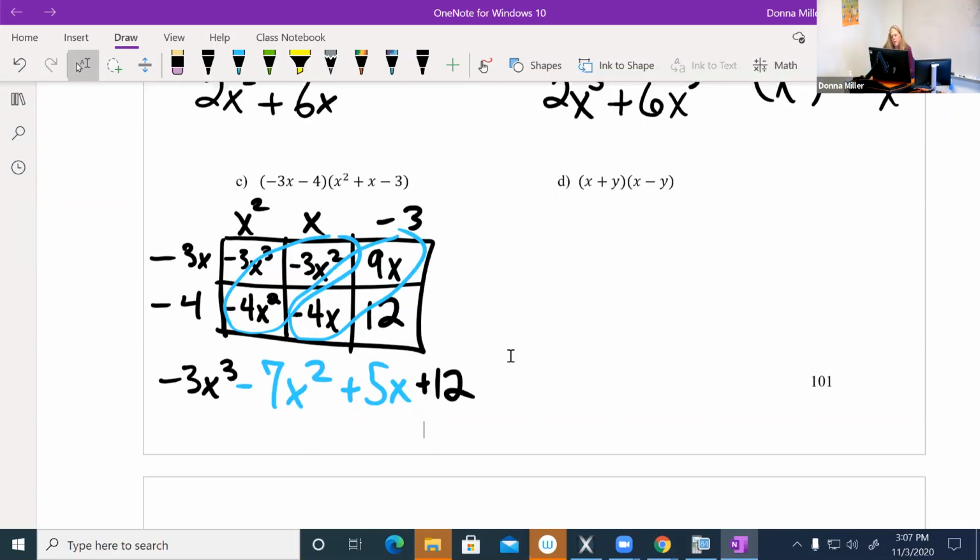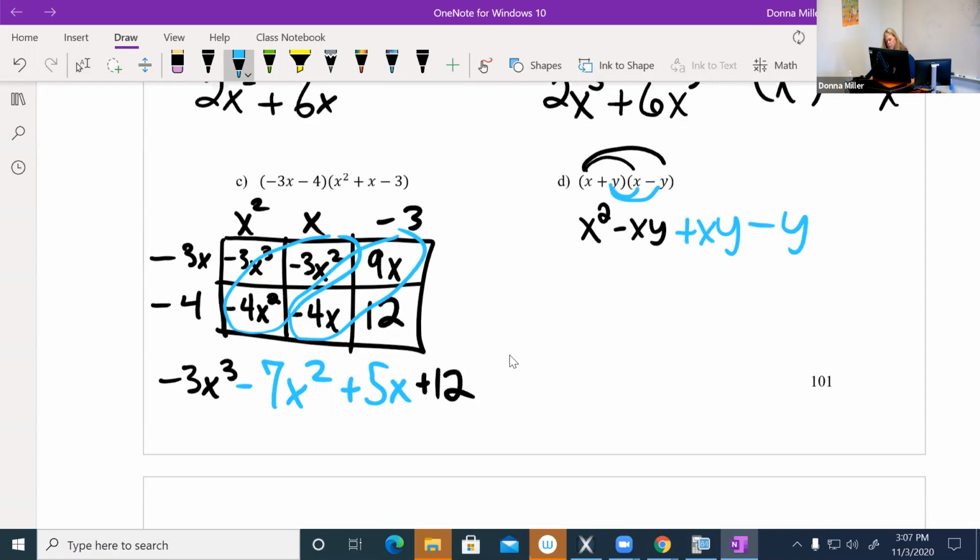Okay, this next one, I'll do the distributing method. So we're going to do the first guy times this guy. So x times x is x squared. And then the first guy times the second guy, so that would be minus xy. Now we're going to do the second term. So y times x, I'm going to call that xy. It's the same thing. And y times negative y is negative y squared.